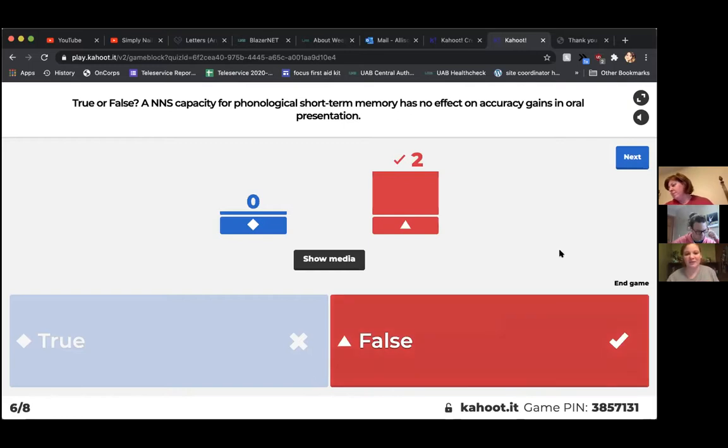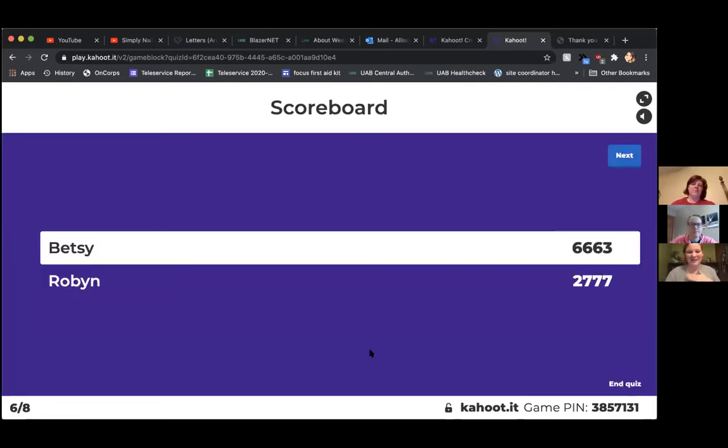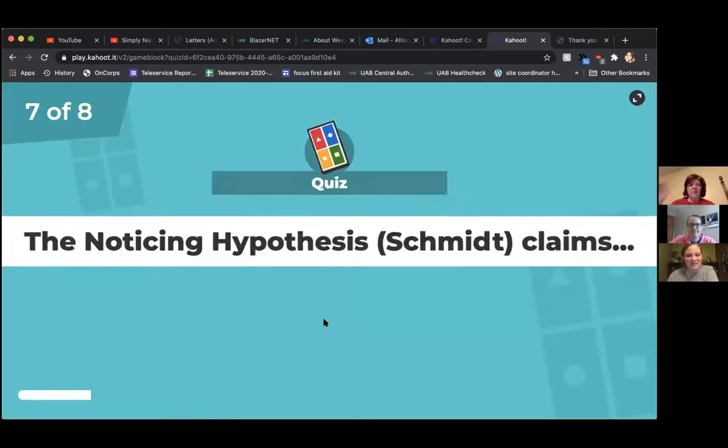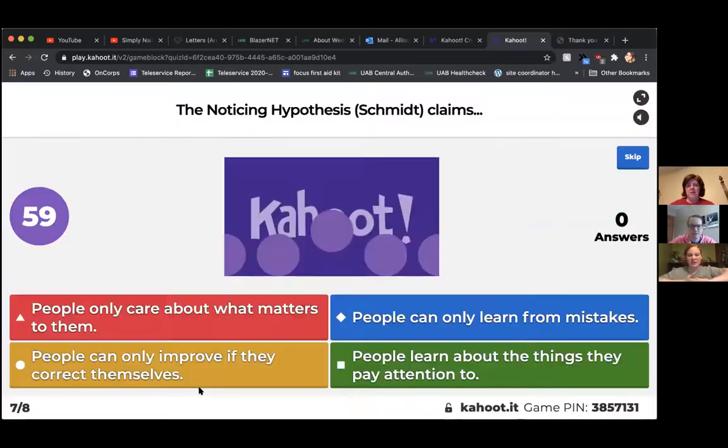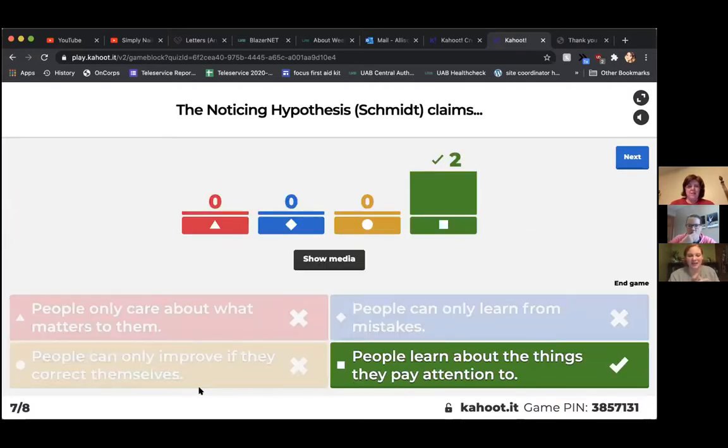But yes, okay. I'll keep going. Alrighty. So the noticing hypothesis from Schmidt claims people only care about what matters to them. People can only learn from mistakes. People can only improve if they correct themselves, or people learn about the things they pay attention to. Yay, that was good. That was fun. So this one, Schmidt talks about attention and detail and how those things affect learning. Anyway, that was a bad way to describe that.